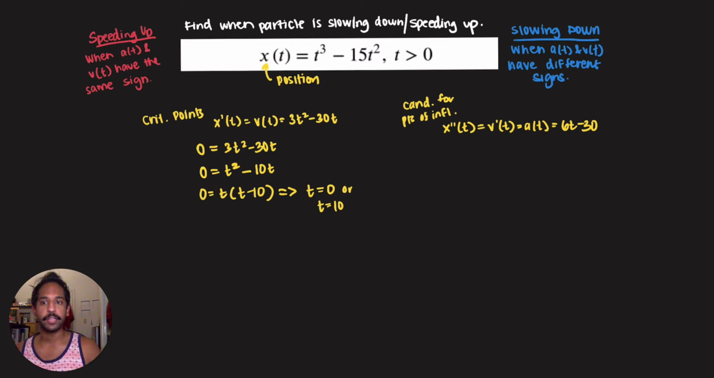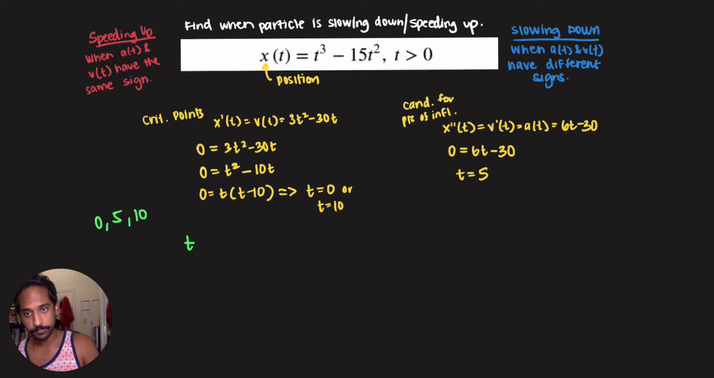Now we need to check for candidates for points of inflection. To do that, we set the second derivative equal to 0. I'm going to add 30 to both sides, divide by 6, and find that t equals 5. And so we have the points that are going to check all of our intervals. One thing I know is that I want to organize this into my table in order from least to greatest. That's going to be 0, 5, and 10. Just keeping that in mind as I make my table.